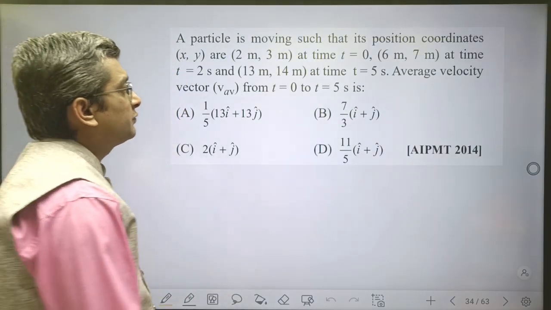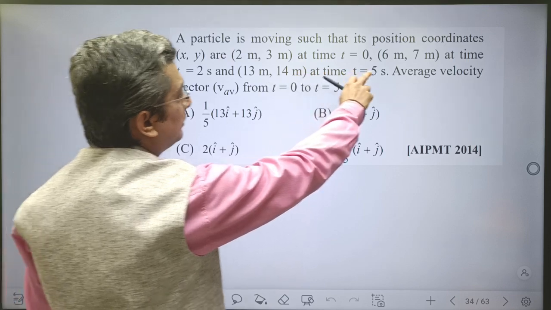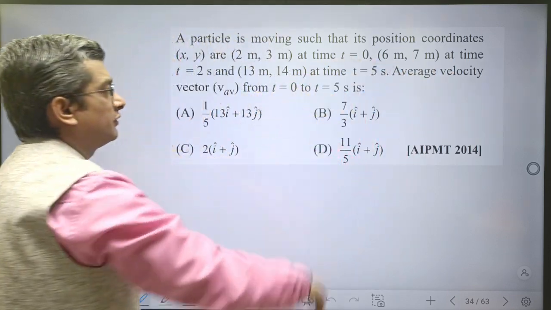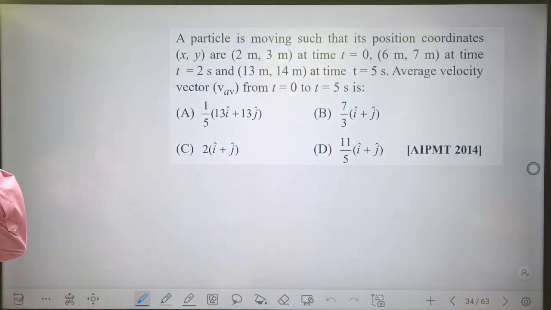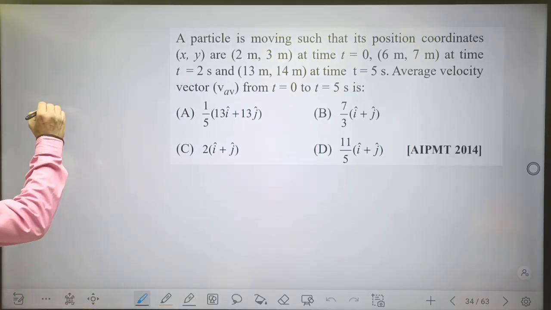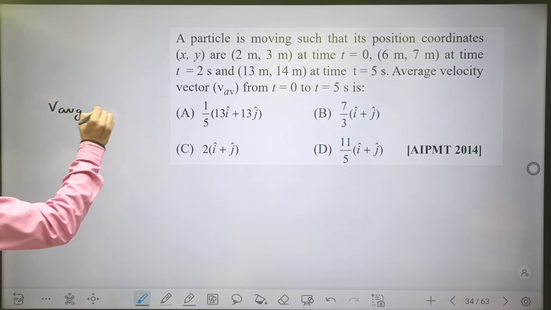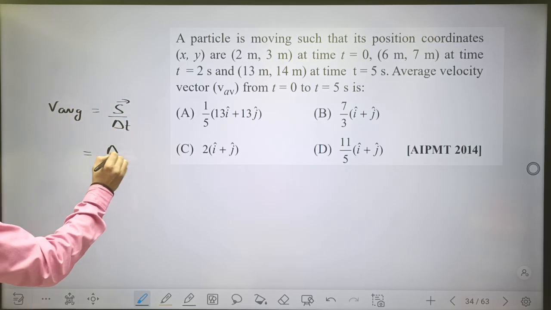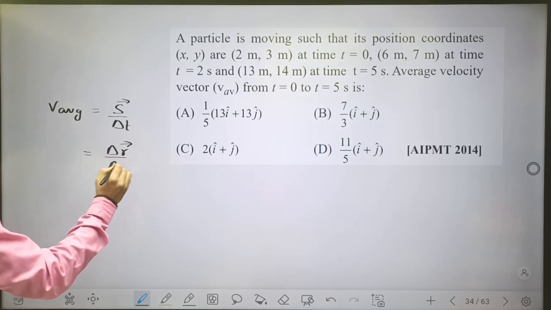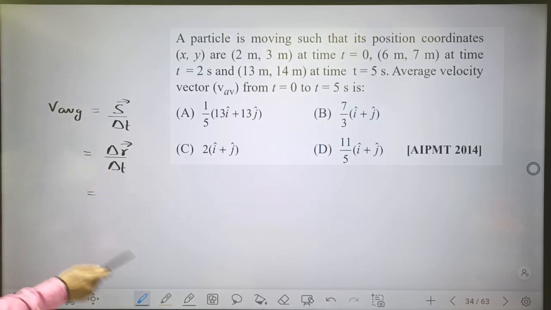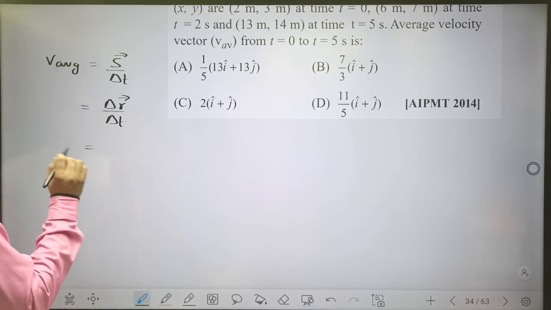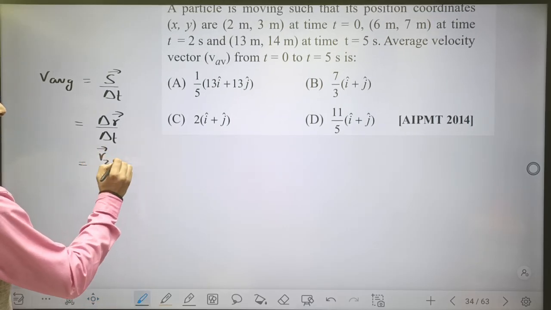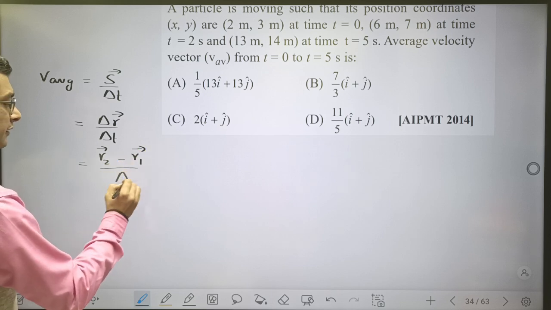Now a particle is moving such that its position coordinates are 2 meter at time t is equal to 0, 6 at time t is equal to 2 second, and we need the average velocity from t is equal to 2 to t is equal to 5 second. Since average velocity is given by net displacement by time interval. What is displacement? Change in position. And what is change in position? That is final position minus initial position. So here it is R2 minus R1 by delta t.